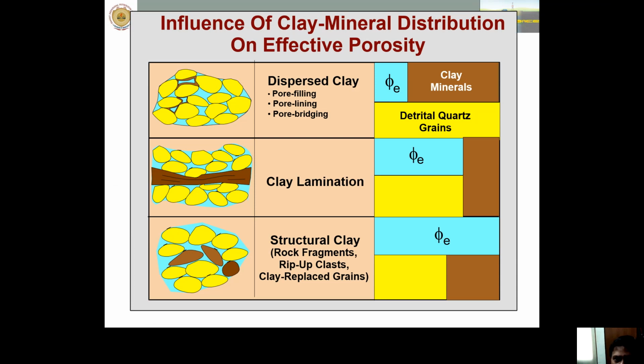Influence of clay mineral distribution on effective porosity. You can see the phi E and the clay minerals. So we have to be very careful when it is dispersed clay. There is clay lamination and structural clays, which are rock fragments, rip-up clasts, and clay-replaced grains. You can see the porosity, the clay mineral presence, and detrital quartz grains in different proportions in the case of dispersed clay, clay lamination, and structural clay.